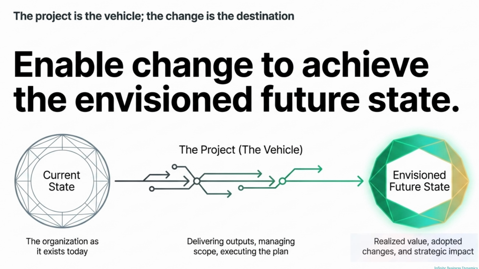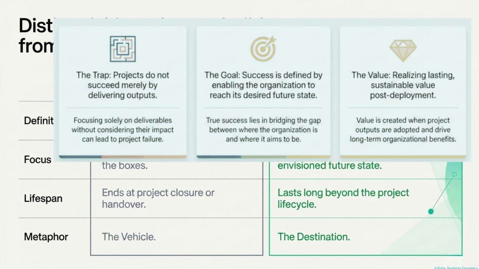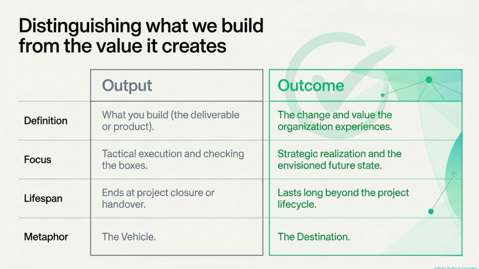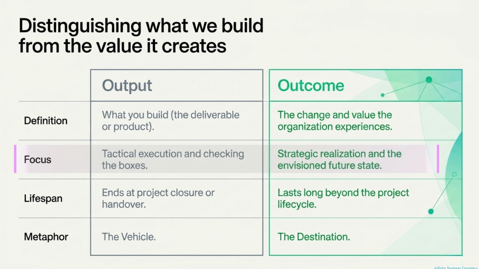Now, this slide gets to the absolute heart of a distinction you have to understand, the difference between an output and an outcome. An output's definition is simple. It's what you build. It's the tangible thing. But an outcome? That's the change and the value the organization actually gets. The focus is completely different too. Outputs are about tactical execution, checking the boxes. Outcomes are about strategic realization.